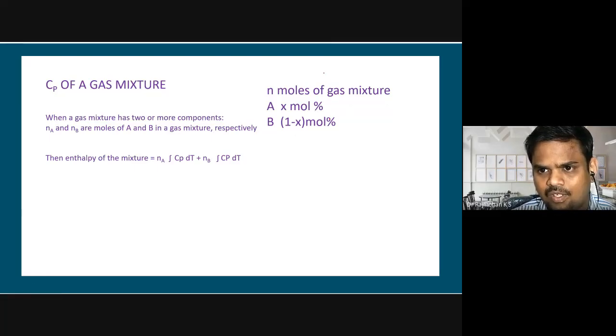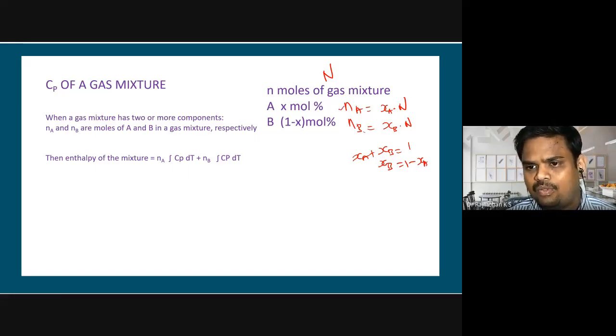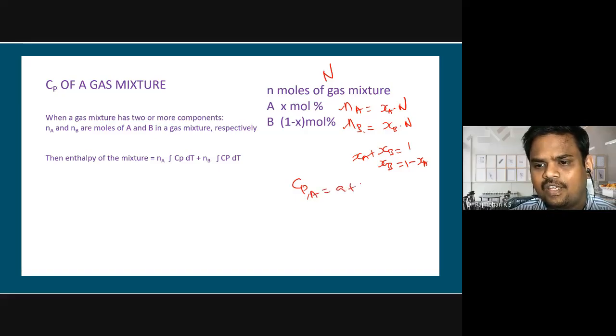If the total moles is n, then the number of moles of A is equal to XA into n, and the number of moles of B is equal to XB into n, where XA plus XB equals 1, therefore XB equals 1 minus XA. That way we will get the number of moles of A and B. And Cp of A is given as a function A1 plus B1 T, and Cp of B is given as another function, A2 plus B2 T.